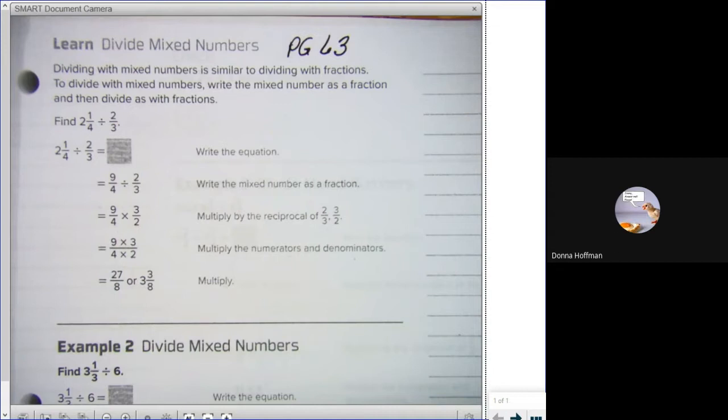Welcome to lesson 1.7, dividing mixed numbers and fractions. Well, this one here is on page 63, where we're just going to be dividing mixed numbers.